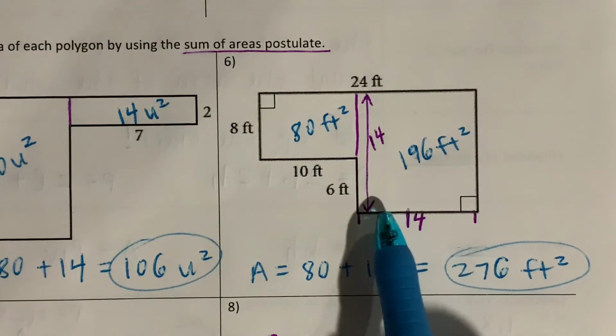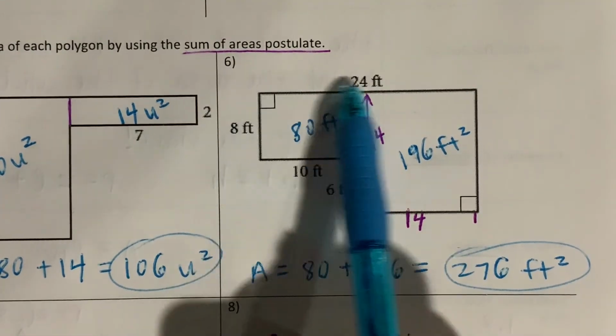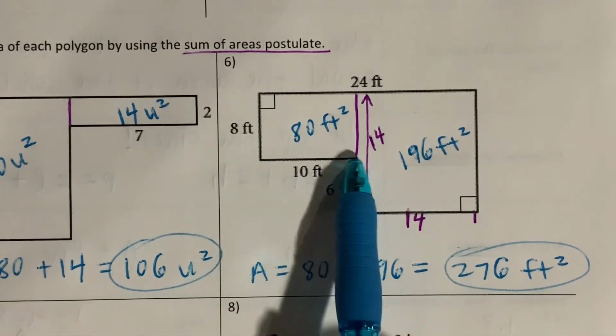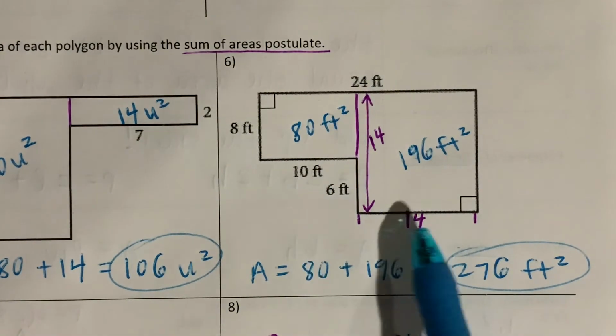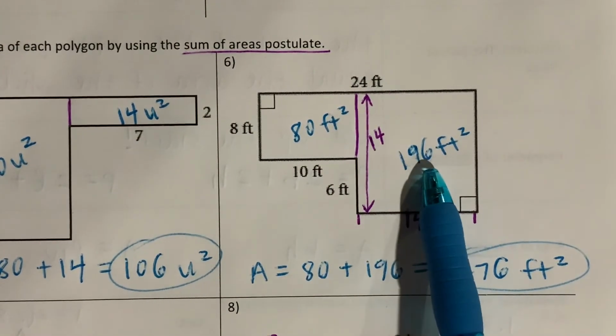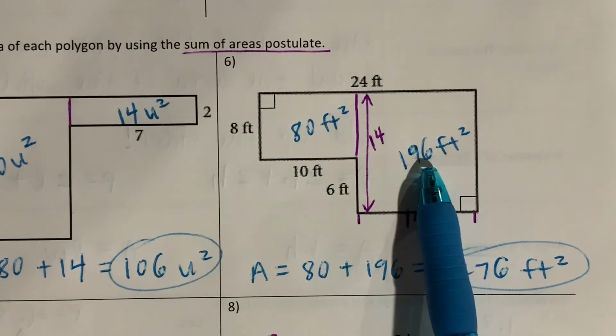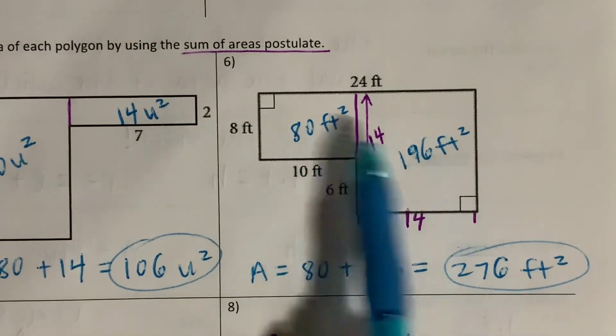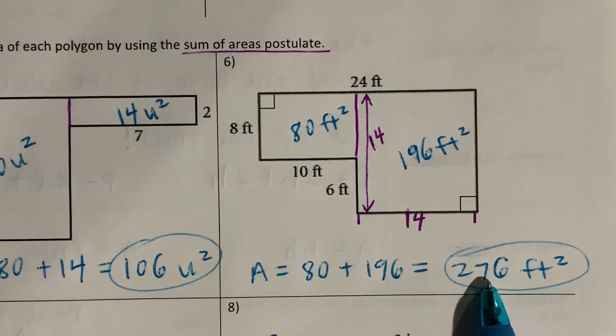And then in order to find my base, I noticed along the top was 24 and along here was 10. So if I do 24 minus 10, then that leaves this measurement to be 14. 14 times 14 gives me 196 square feet. Add up my two areas and I get 276 square feet.